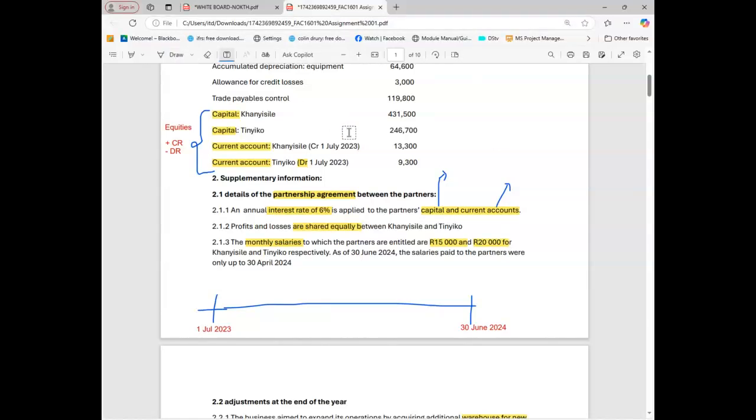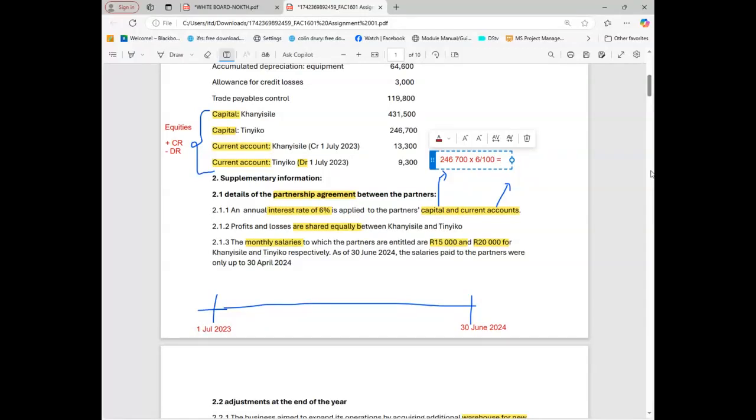So let's start with the capital. How much is the interest? We just have to take Jiniko's capital. It's 246,700. Yes, and we multiply it by 6%. You can just say 6 divided by 100, or 6% is still okay. And because it's for the whole year, you don't have to multiply by 12 over 12. You can say 12 over 12 is okay.